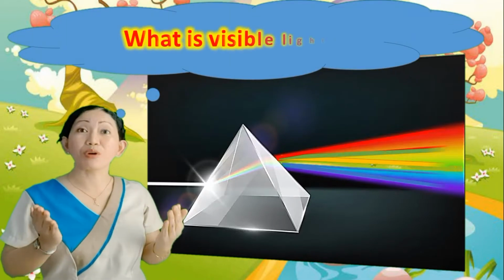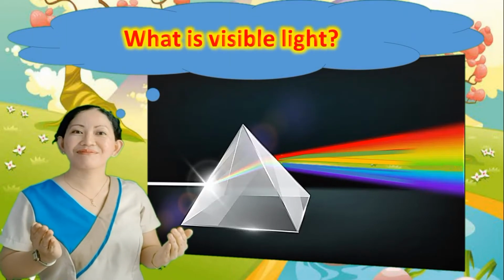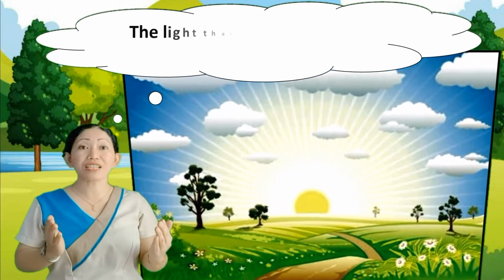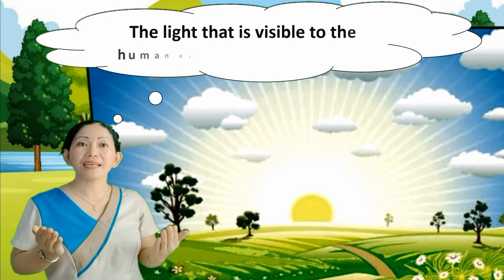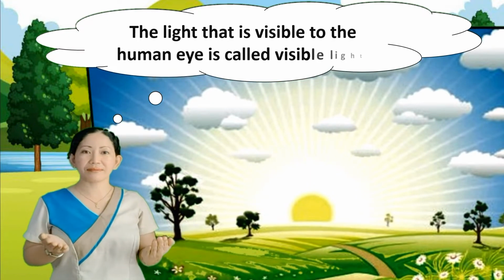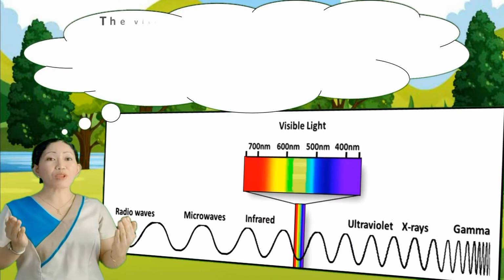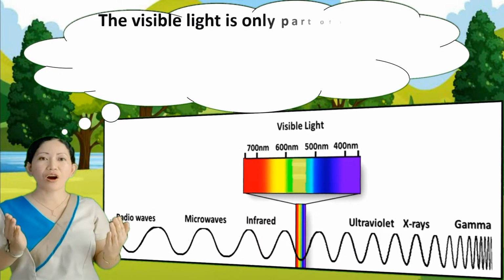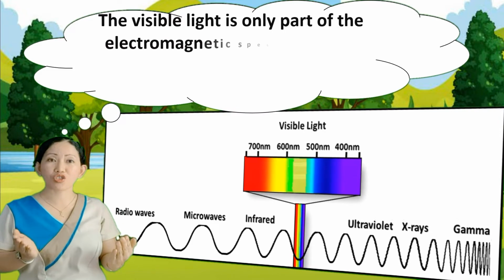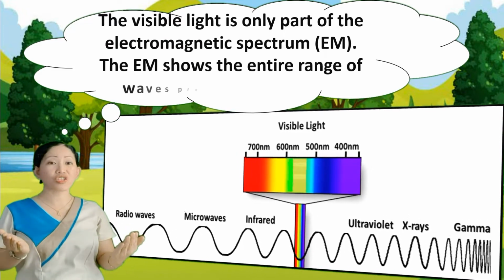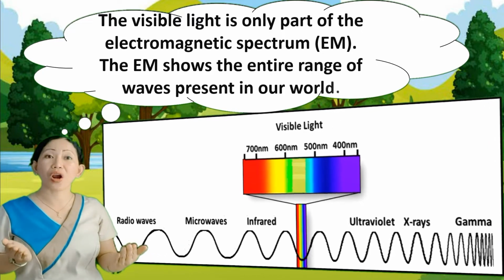What is visible light? Alright, the light that is visible to the human eye is called visible light. The visible light is only part of the electromagnetic spectrum, EM. The EM shows the entire range of waves present in the world.